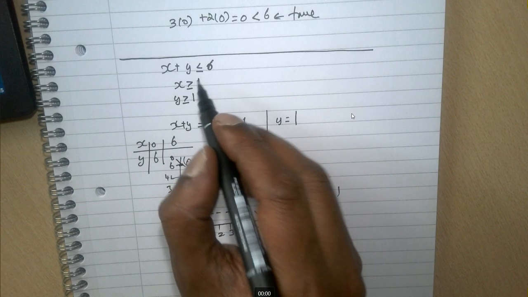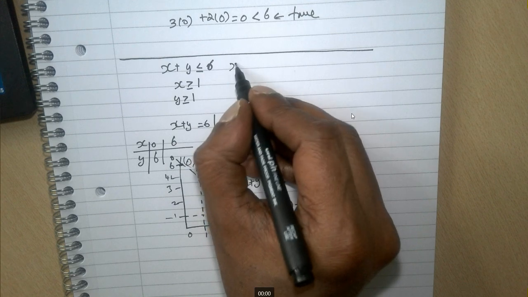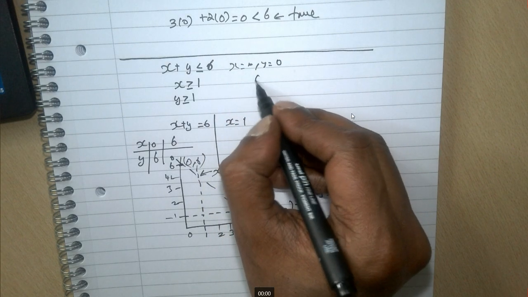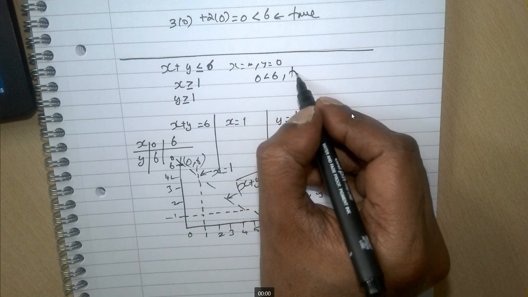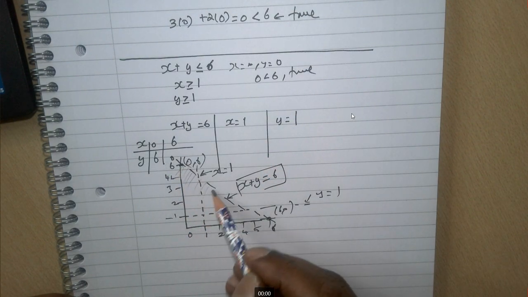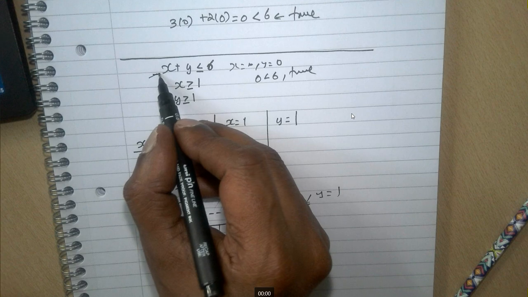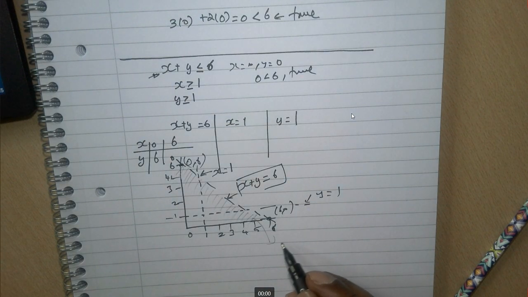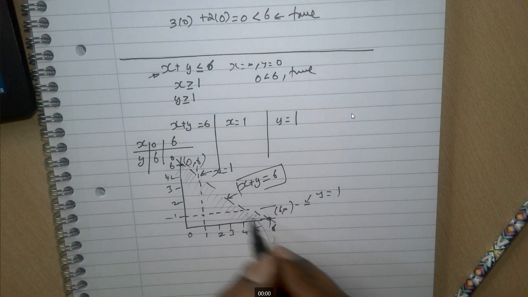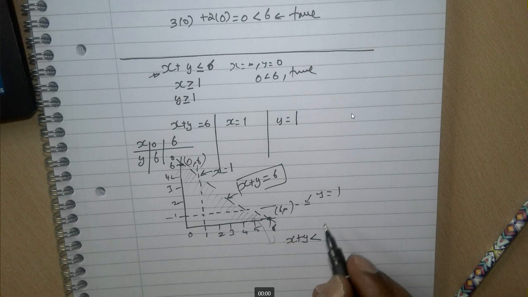Now we have to find some of the conditions. So x plus y less than 6. Let's take x is equal to 0, y is equal to 0. So 0 is less than 6, which is true. Which means every point below this line, if you take the corresponding x and y value and substitute in this expression, that value should be less than 6. So all the shaded region, this rule or this equation holds true.